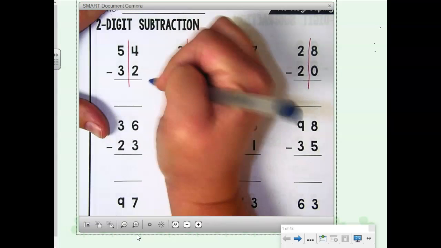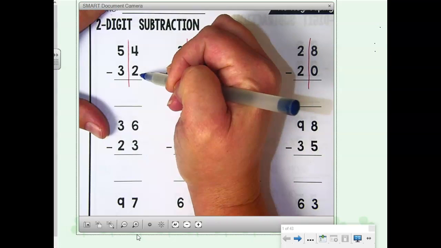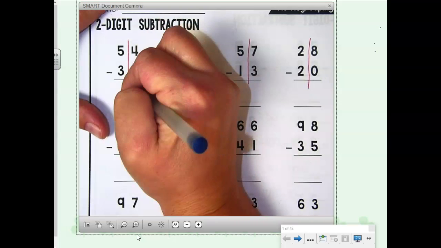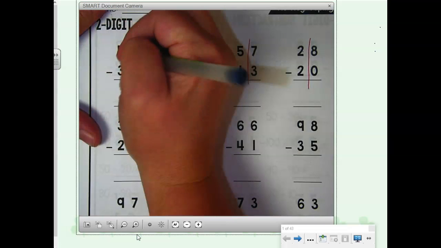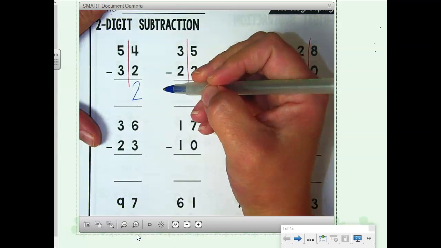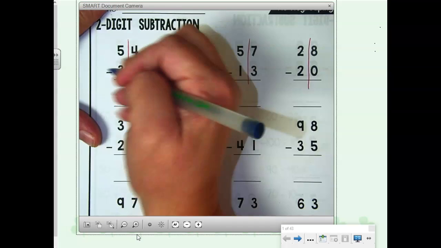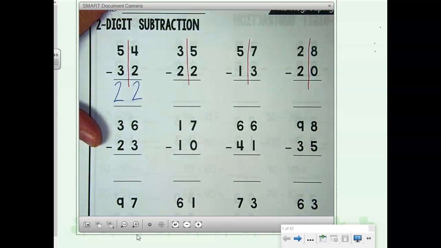All right, 54 minus 32. 4 minus 2 is 2. We're taking away. 5 minus 3 is also 2. All right, remember, guys, you can use any of your strategies to help you subtract. You can use your number line. You can count on, if you need to turn it around into an addition problem to count on, or you can just count back.